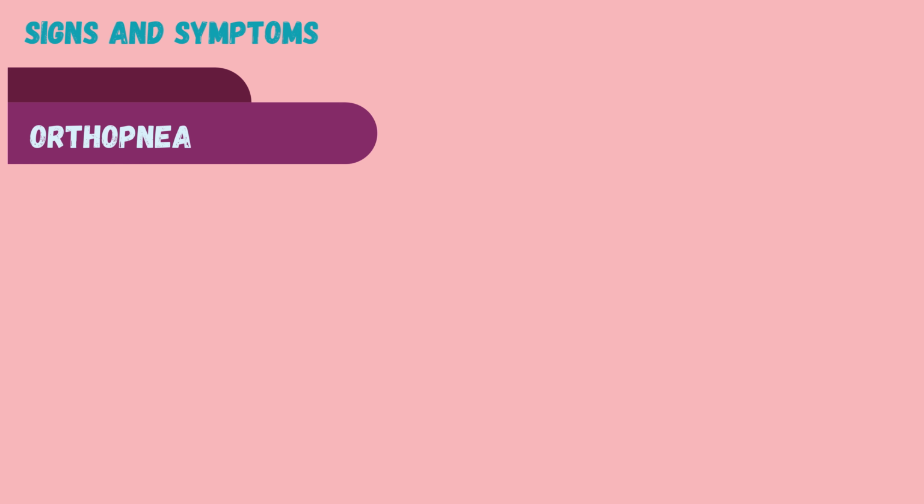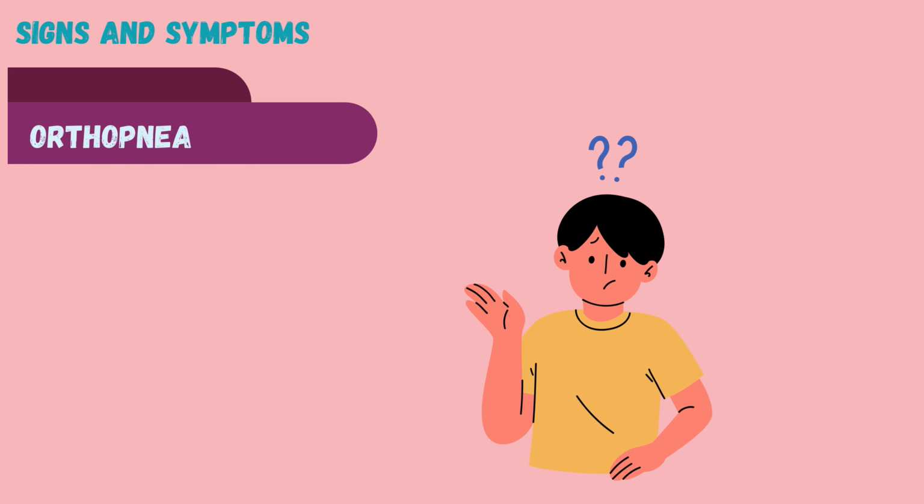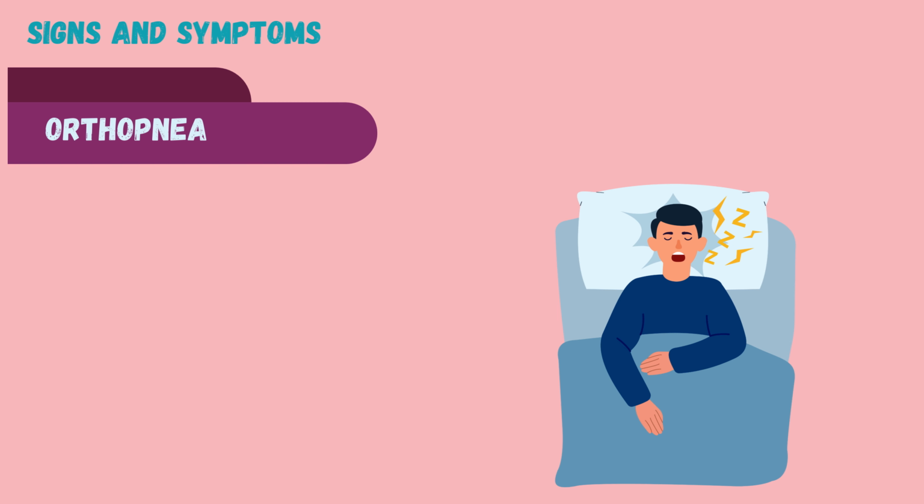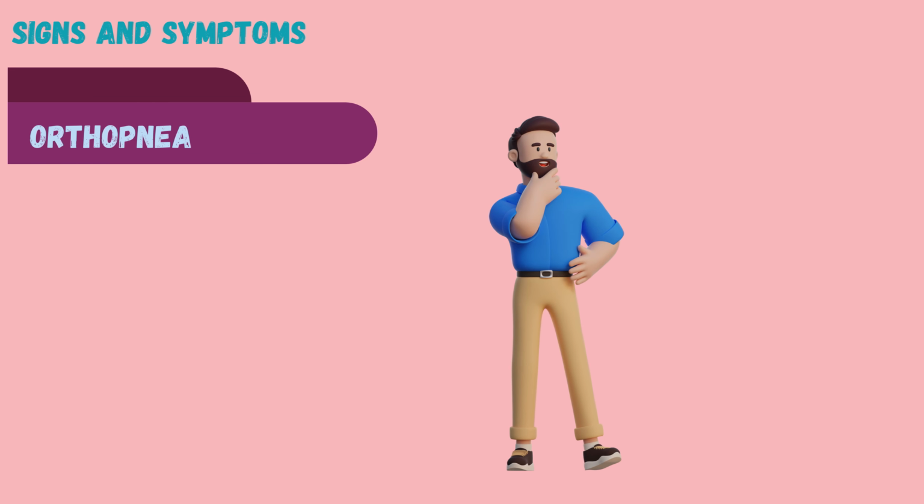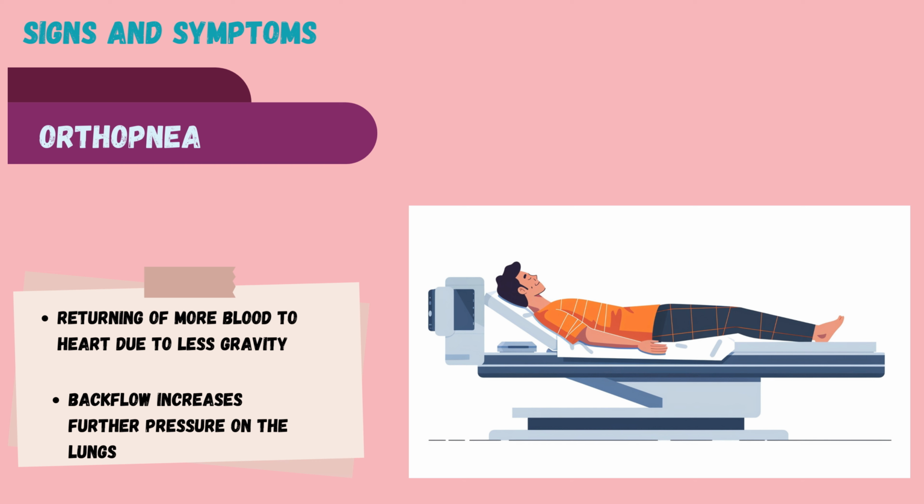Orthopnea. What is orthopnea? This is the shortness of breath that occurs when lying flat. Patients may notice they need to prop themselves up with extra pillows to breathe comfortably while sleeping. Why does it happen? When you lie flat, more blood returns to the heart from the legs and abdomen, increasing the pressure in the already congested lungs, making breathing more difficult.